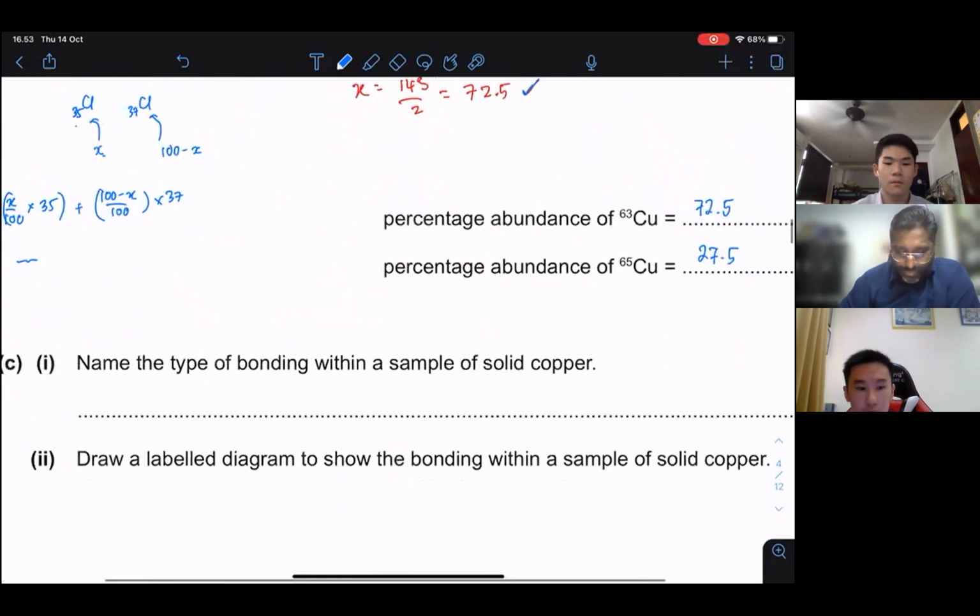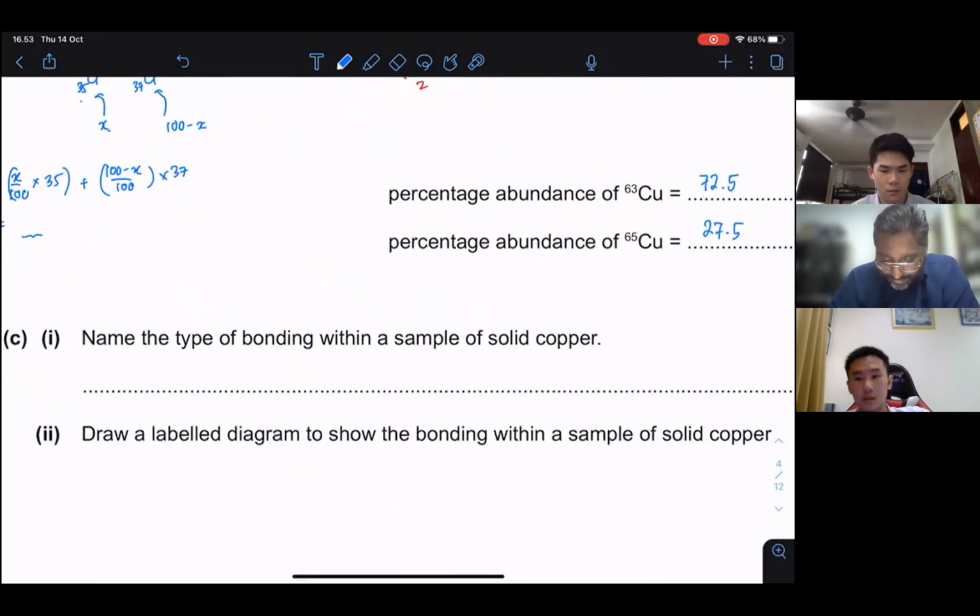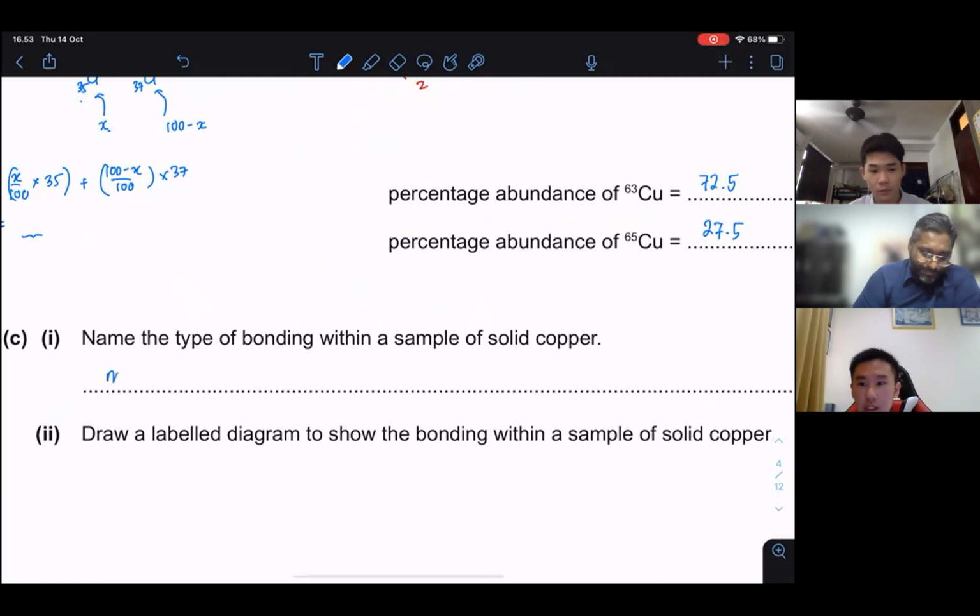Now, name the type of bonding within a sample of solid copper. Copper is a metal, so the type of bonding is going to be metallic bonding. Metallic bonding. Draw a labelled diagram to show the bonding within a sample of solid copper.